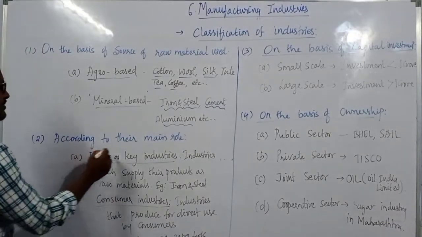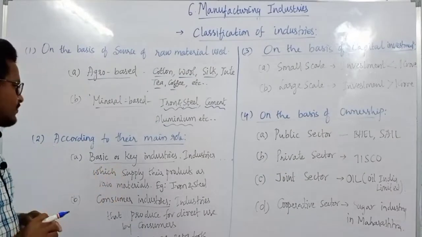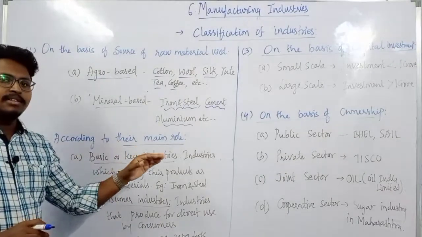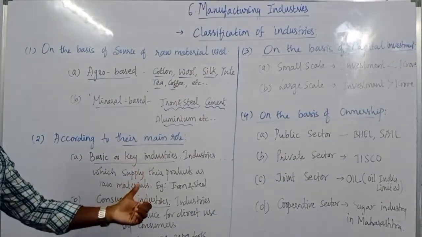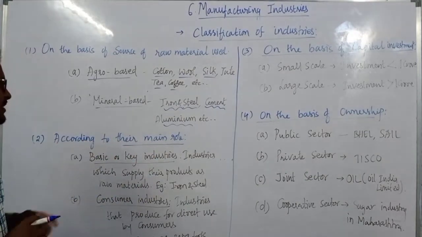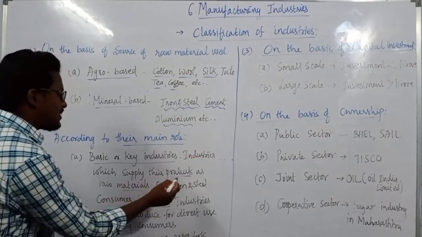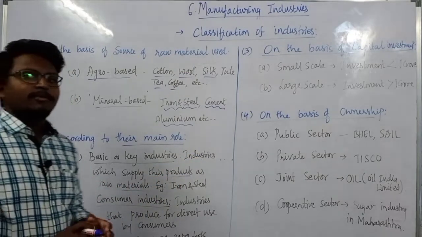Then the next thing is, according to their main role, industries are again of two types. One is basic or key industries, and the second is consumer industries. What do we mean by key industries? Key industries or basic industries means industries which supply their products as raw materials to the other industries.